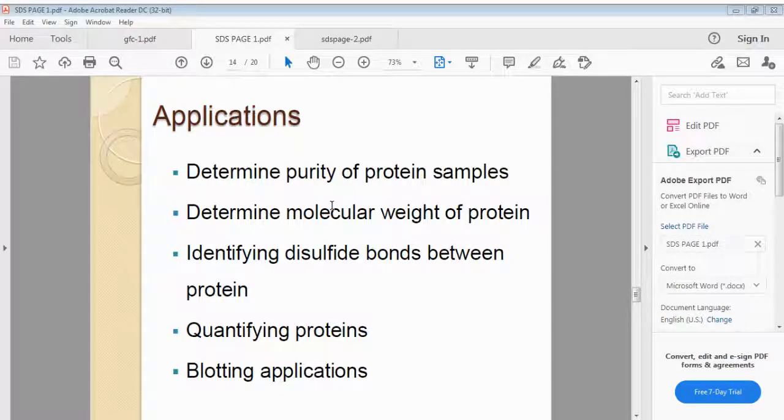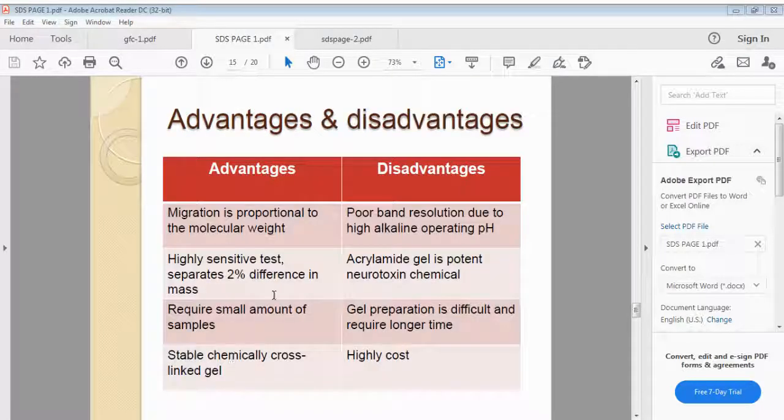Okay, so applications. What is the application used for? Purification of the sample protein. You can determine the molecular weight of the protein by using suitable ladders, and you can also identify the disulfide bonds present in the protein. You can also quantify the protein. Okay, what is the amount of protein can also be detected, and the blotting can be done. So blotting can be done, and you can find out what protein is present. By using a suitable antibody, you can blot the protein in a nitrocellulose membrane and find out what the nature of the protein is. So you have advantages and disadvantages also.